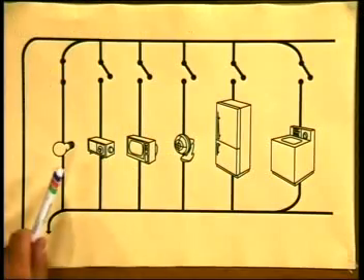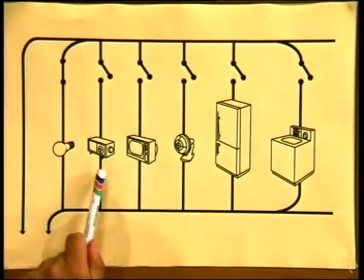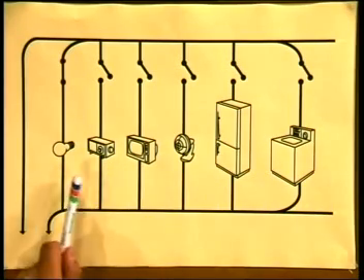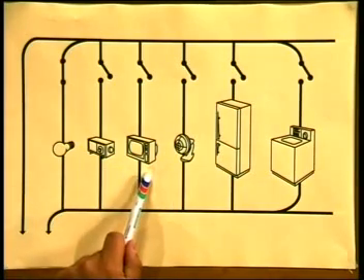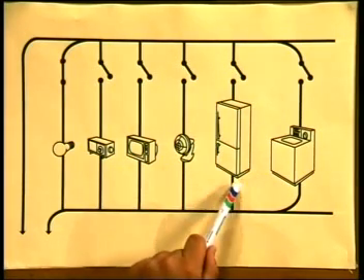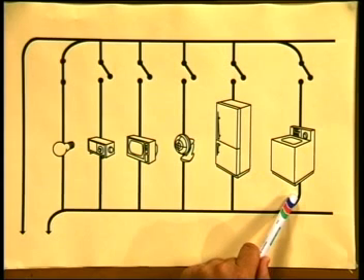Now when you switch on a light bulb in your home at night, did you know that that light bulb is wired in parallel to many other appliances in your home? Let me show you what I mean. Here is my light bulb and look at all the different appliances that this light bulb could be connected in parallel with. A radio, a television set, a fan, a fridge, and even a washing machine.